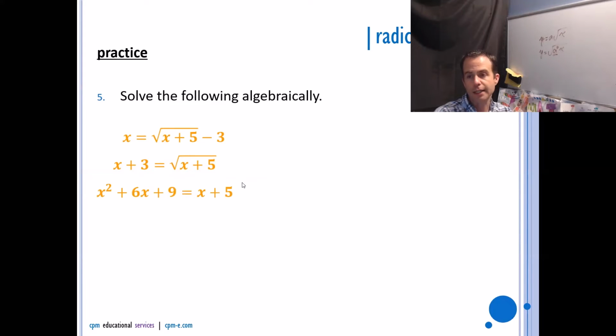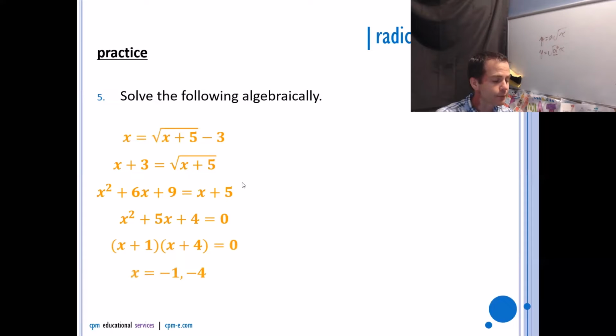Now I've got a quadratic here. In order to solve the quadratic, I want to bring everything over to one side so that it equals 0. And then I'll try and factor it. So I minus x from both sides. I minus 5 from both sides. Two numbers that multiply together to give me a 4, add together to give me a 5 would be 1 and 4. Therefore, x is -1 and -4.